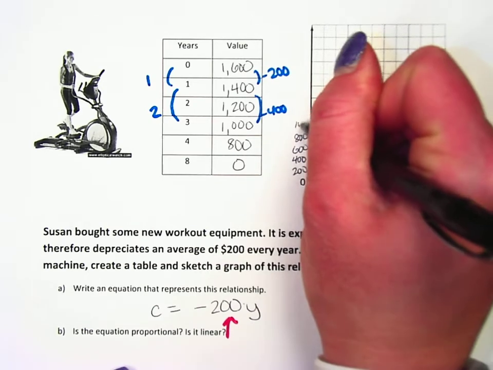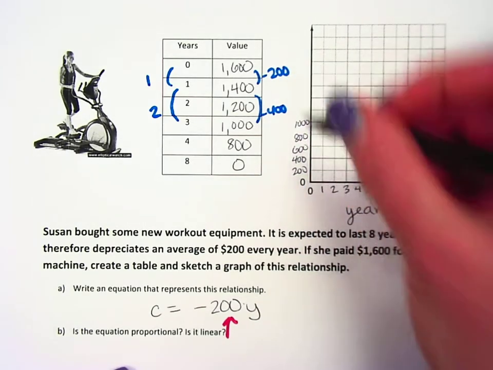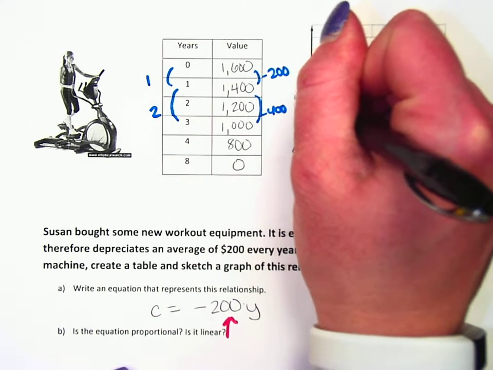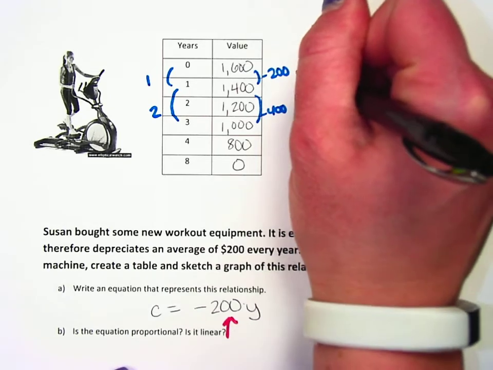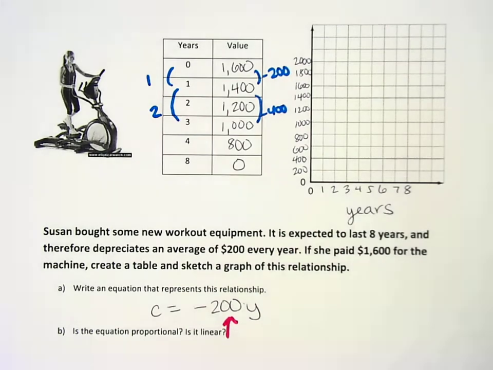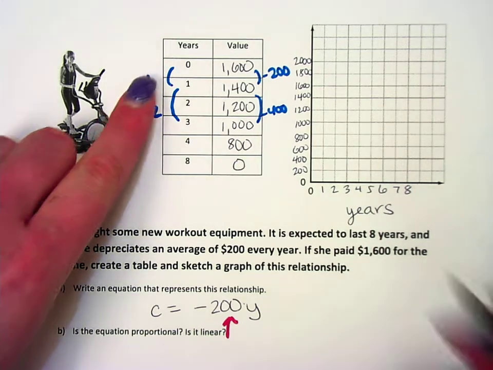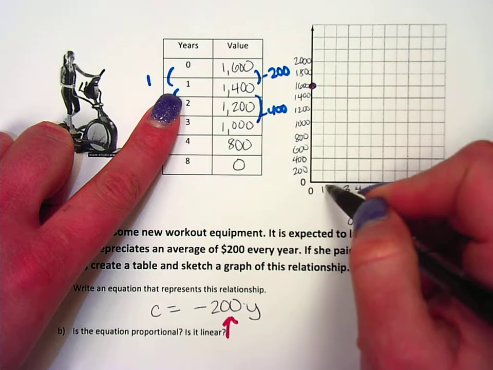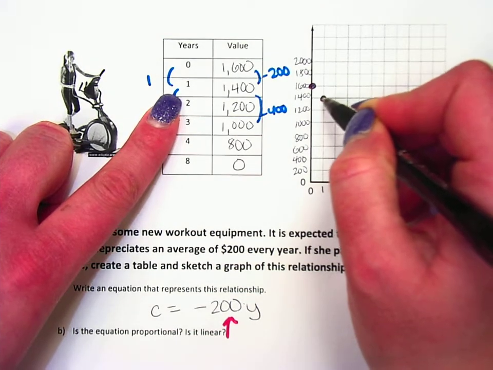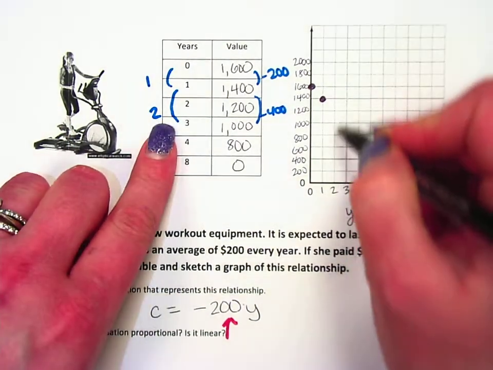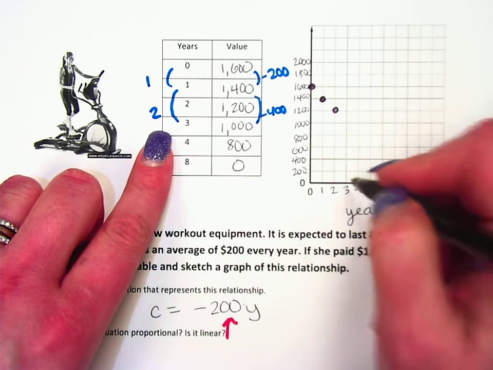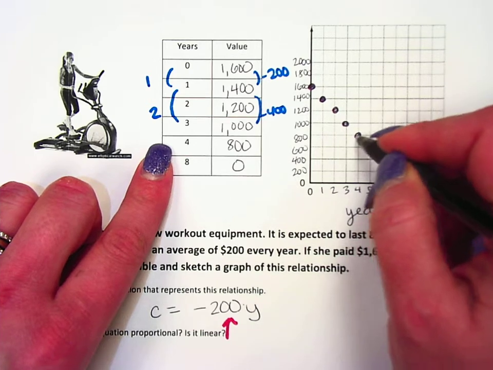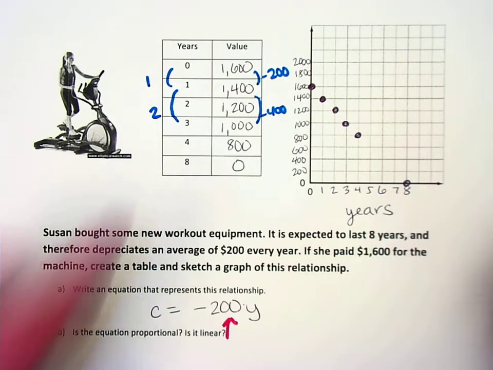In our case, since she was going down $200 per year, I went ahead and just counted by $200 every year. If you're counting by something different, then your graph will look slightly different if you come to check it against your teacher. So at 0 years, it's worth $1,600. After 1 year, it's worth $1,400. After 2 years, it's worth $1,200. After 3 years, it's only worth $1,000. 4 years, $800. By the time she gets down here, after 8 years, it should be worth nothing.